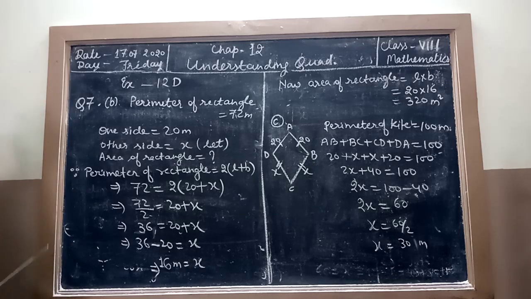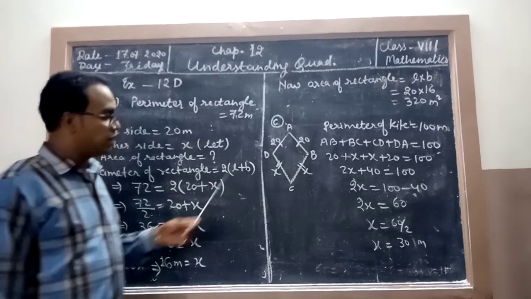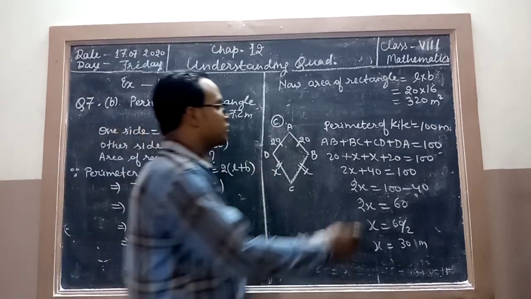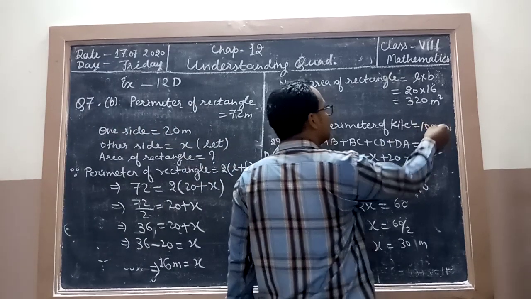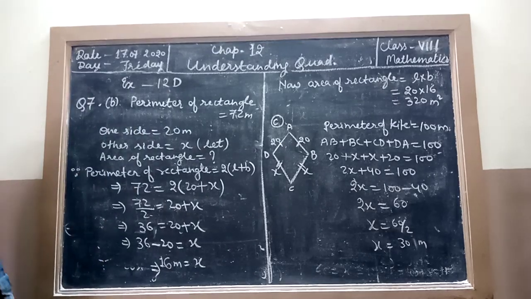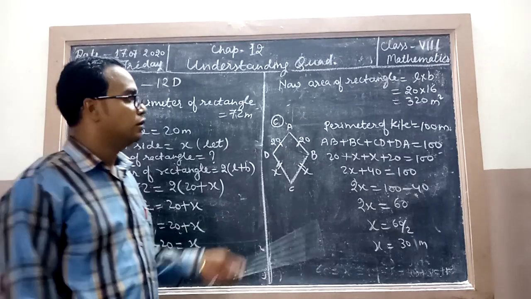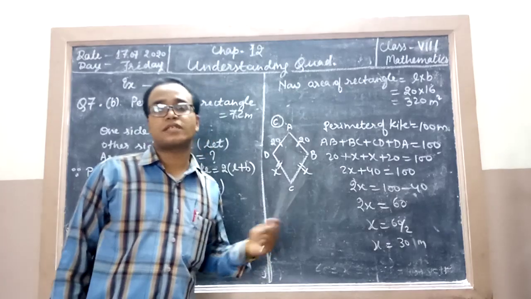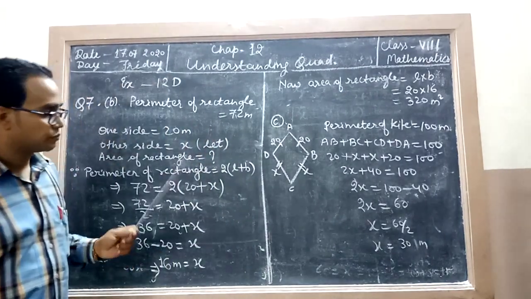Now in C part, the perimeter of a theatre is given as 100 meter, which is in the form of a kite, and one side of the kite is given as 20 meter. Then they are asking for the other side of the kite.